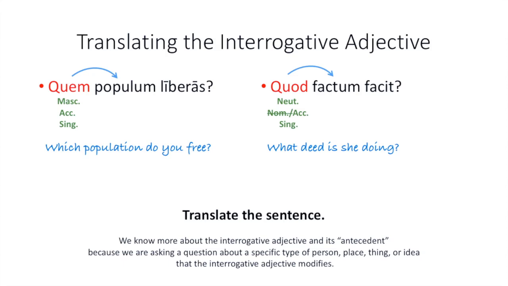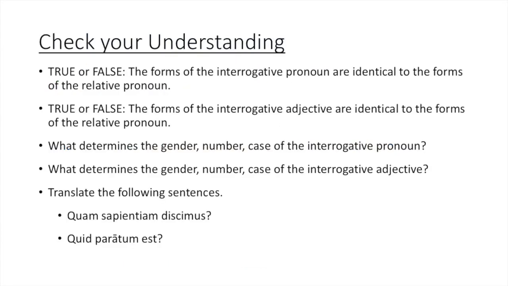Once you've made sense of these sentences and think you understand, let's check your understanding with these questions. For the last two, translating the sentences, make sure you think about whether or not this quo word is an interrogative adjective, an interrogative pronoun, or relative pronoun. Once you've completed these questions, please call me over. I'll check your work and then tell you your next step.